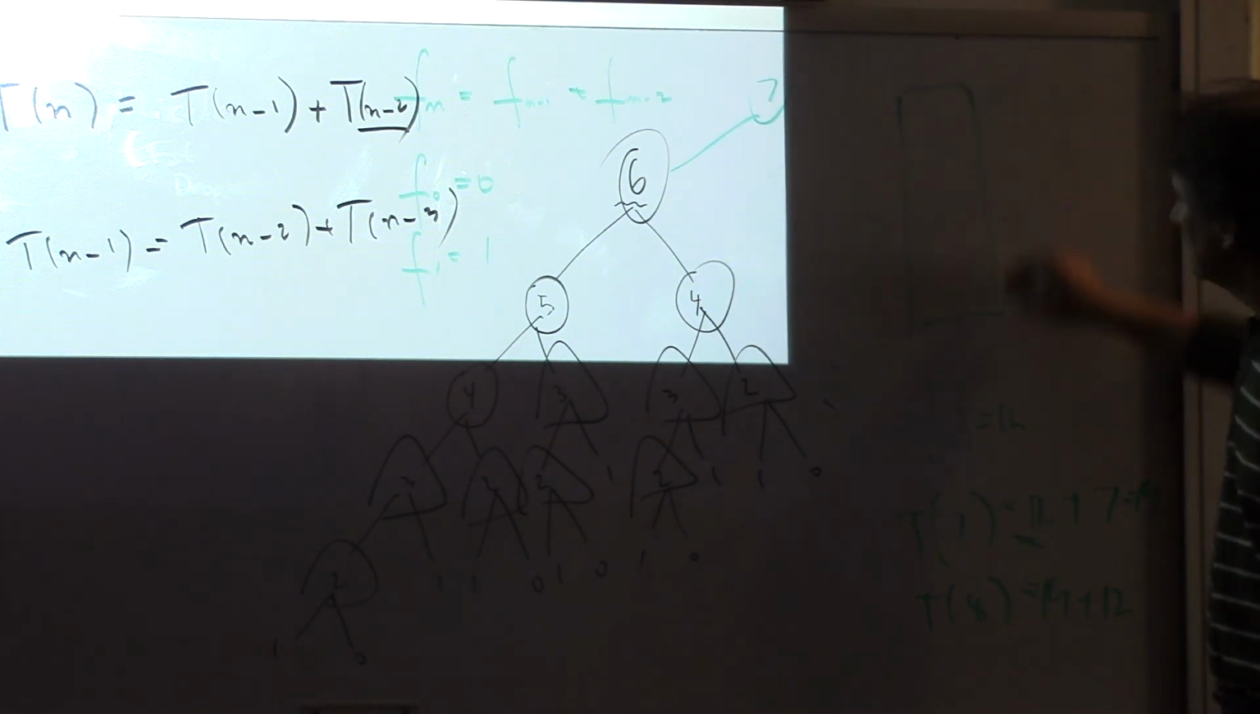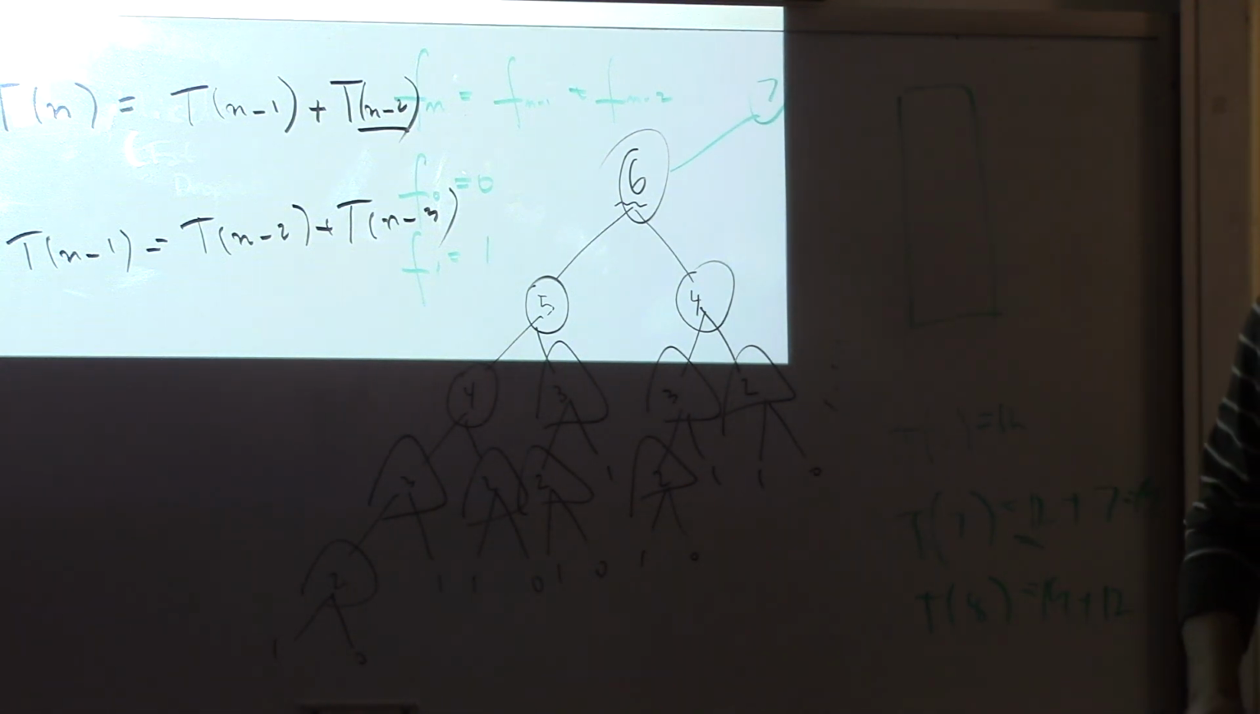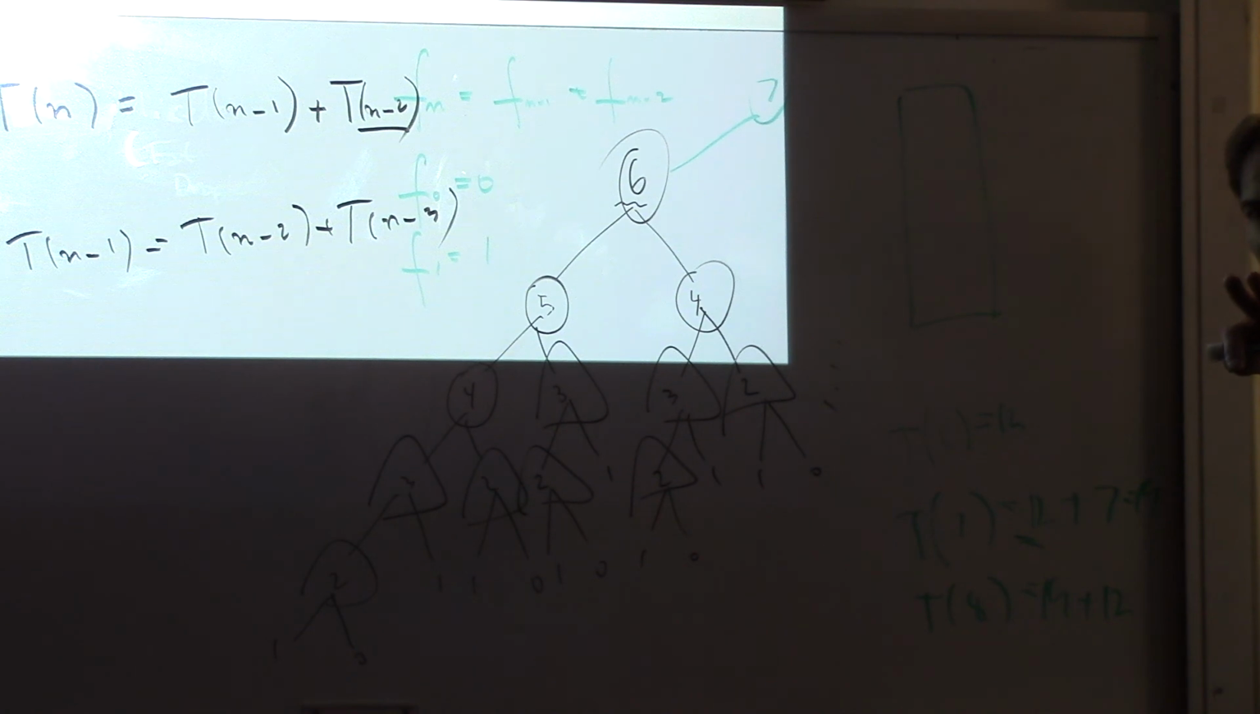So how can we write T of n? You know, I like your thinking. We have to think about that one.